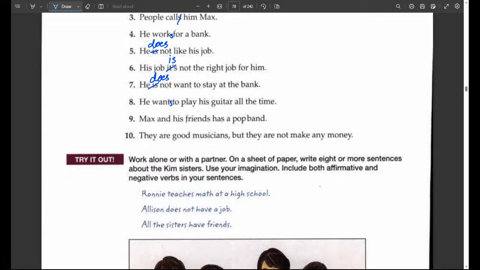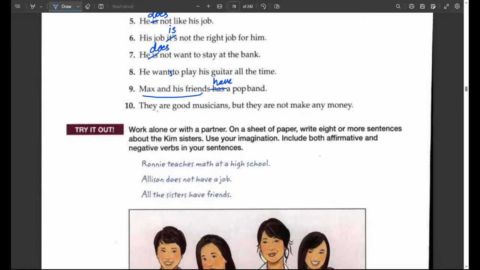Max and his friends has a pop band. Max and his friends is a plural subject, so this should be have. They are good musicians, but they are not make any money. But they do not make any money.